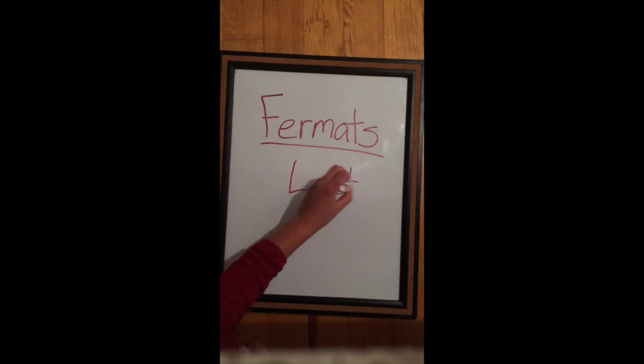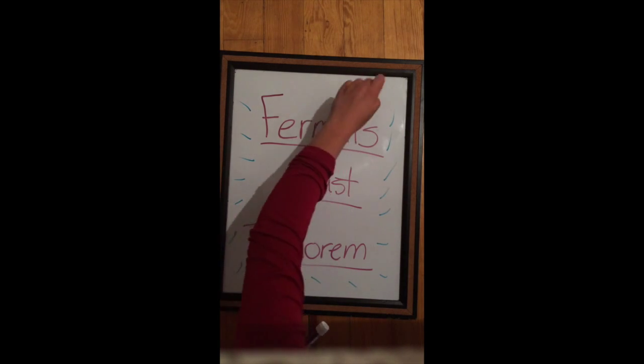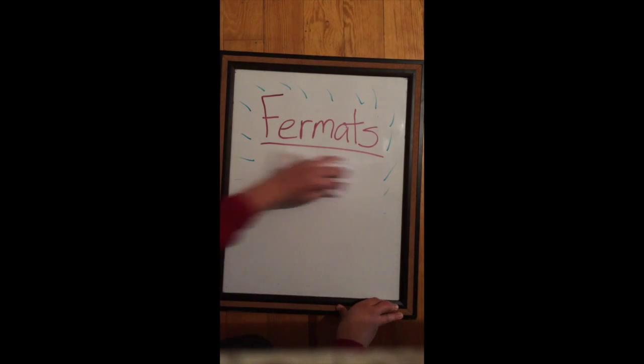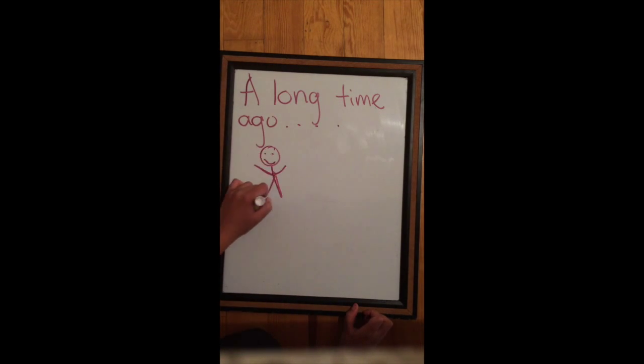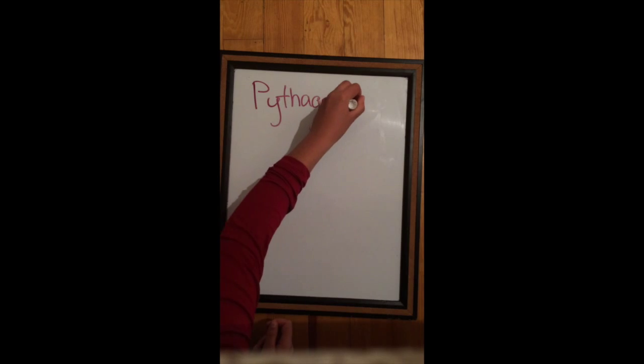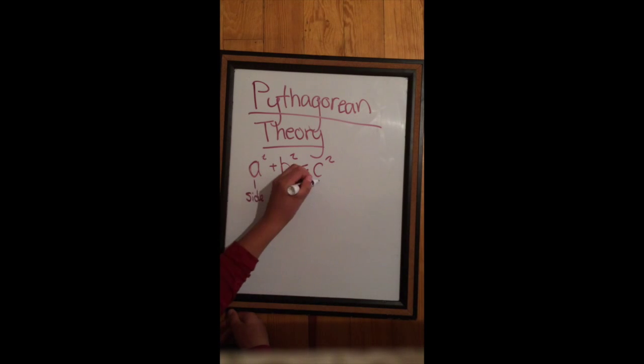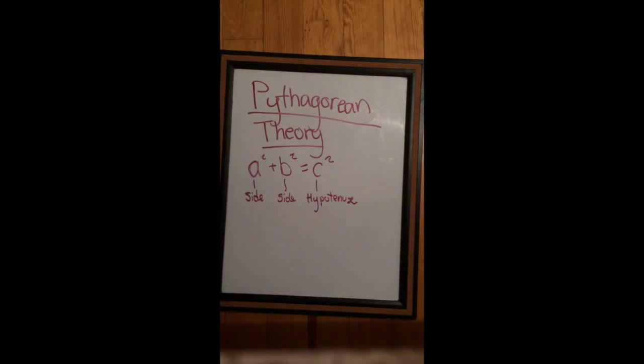I am 14 years old, and I am here to explain to you Fermat's last theorem. It started a long time ago when a mathematician named Fermat was looking at an equation. a to the n plus b to the n equals c to the n. When n was equal to 2, it created the Pythagorean theorem, also known as a squared plus b squared equals c squared, where a was a side, b was a side, and c was the hypotenuse of a right triangle.